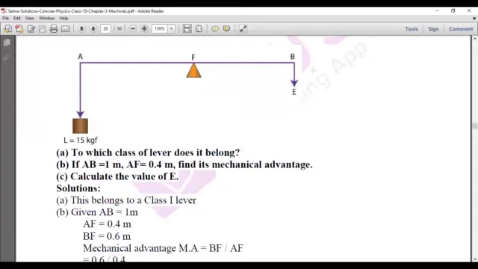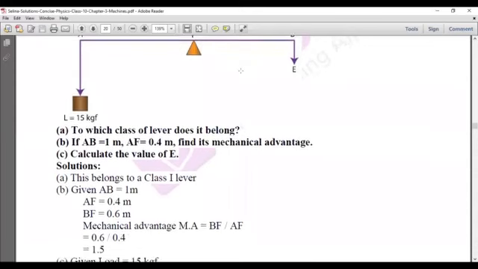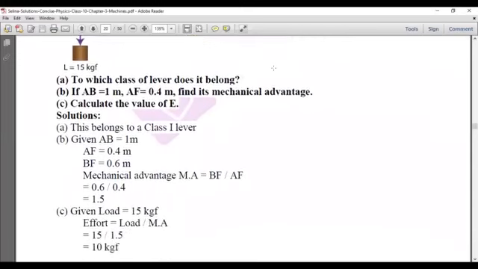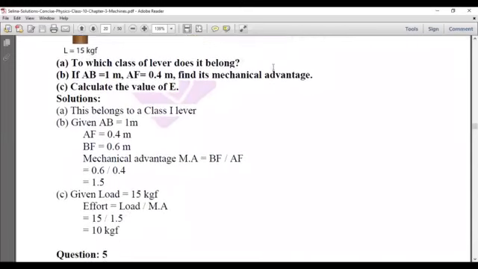Here, AB is 1 meter, AF is 0.4 meter, then definitely BF will be 0.6 meter. Okay, so next, mechanical advantage is nothing but effort arm divided by load arm. Effort arm is how much? 0.6 meter divided by 0.4 meter. It is 1.5.